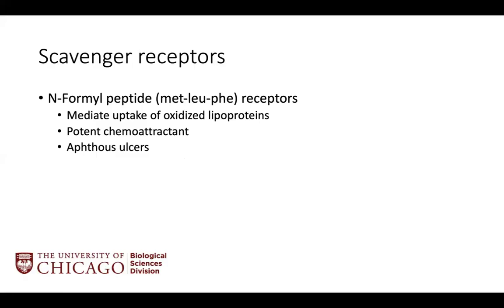So worth knowing. The scavenger receptors, I think, come up in another chapter again. It is an N-formyl peptide or Met-Leu-Phe receptor. So these are thought of as receptors that are chemoattractants. They actually allow this sniffing effect, or it helps things move up against a gradient or towards a gradient. They mediate the uptake of oxidized lipoproteins, and when gone wrong, they can be responsible for recurrent aphthous ulcers.